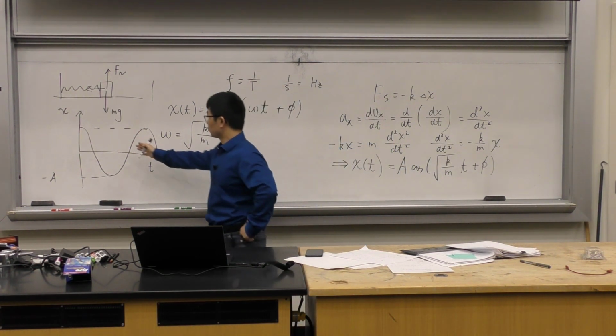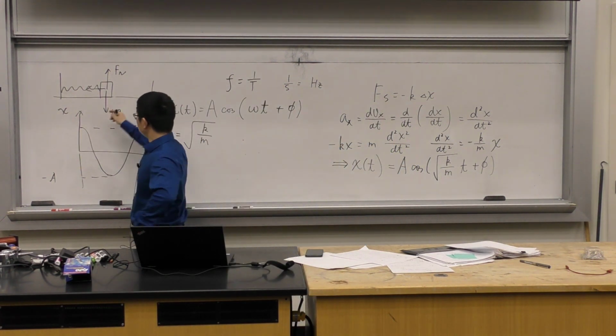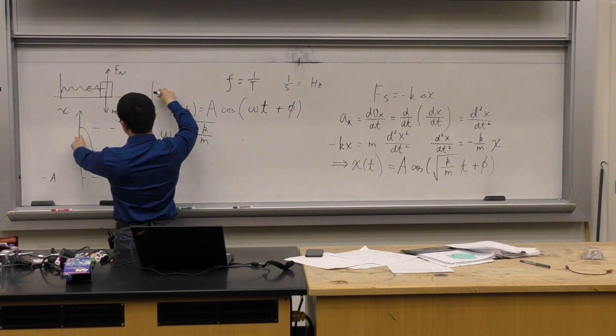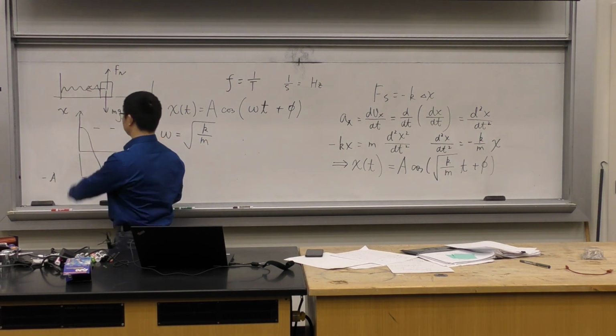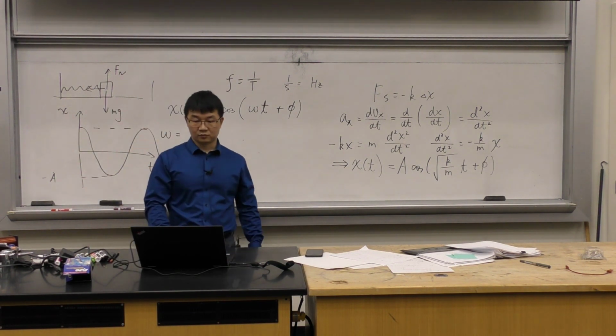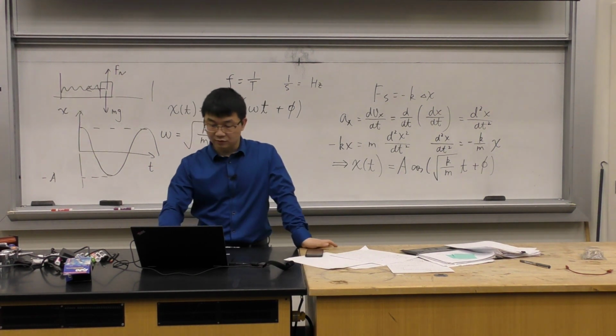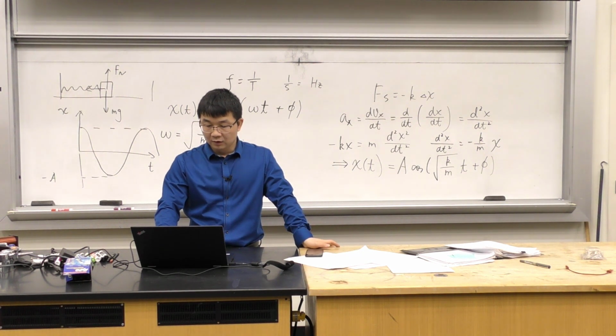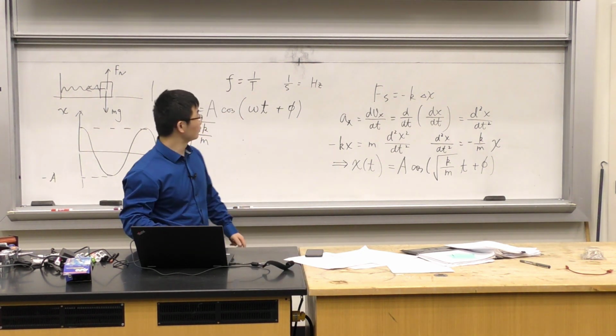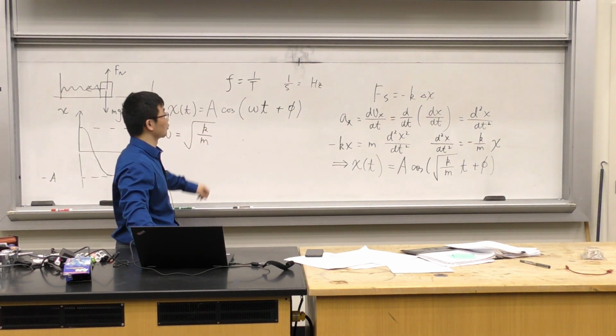But this is what we're going to do in this class. I'm going to start counting when I pull it at this point, so maximum displacement, and let it go. That's my 0 point. Okay, so that's going to be maximum. So that's when phi equals 0. Okay, so in this class, phi is always 0. We don't need to worry about it. So this is the complete equation, the complete solution to that.